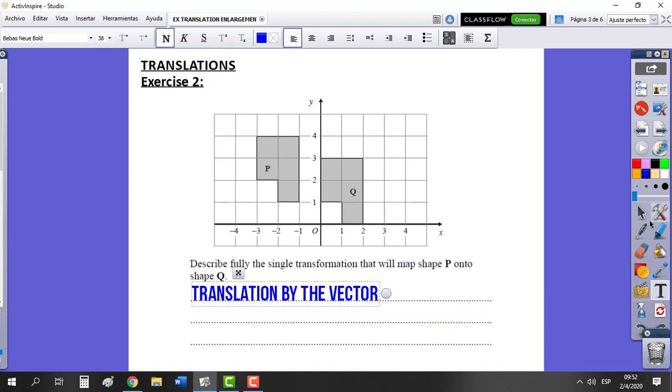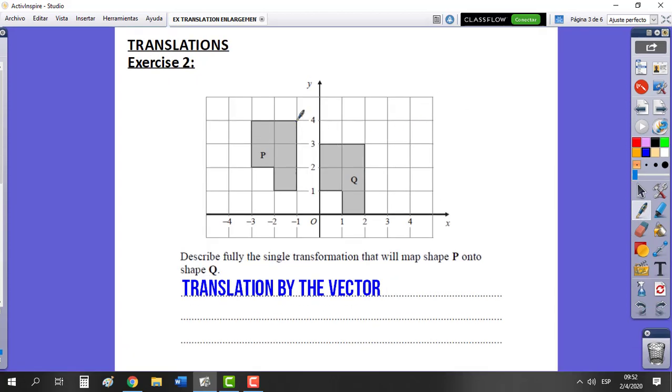So how do we find the vector? We just count squares. So this vertex over here is now this one over here because it's P onto Q. Pay attention because it's not Q onto P. It's not the same. So P onto Q, we have 1, 2, 3 to the right, and 1 down. And that happens with all of the vertices. Look, 1, 2, 3 if you need to verify, and 1 down. So the vector is 3 positive because it's 3 to the right, and 1 negative because it's 1 down.